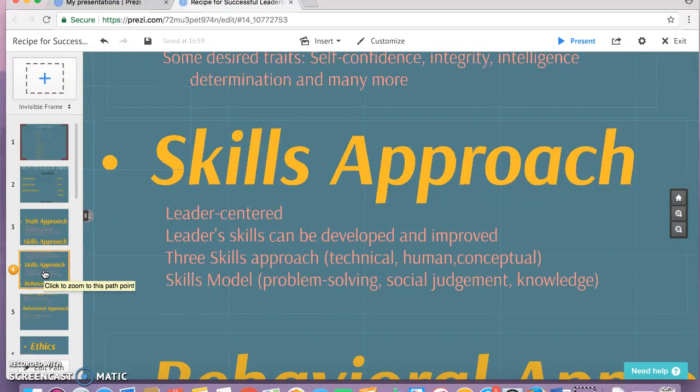Next is the skills approach. This is also leader-centered, and it looks at the leader's skills and how they can be developed and improved. So it's a little bit different than the trait approach because you can improve your skills in this skills approach, whereas the trait approach looks at it as either you have them or you don't, and you can't improve them. So there's 3 different skills approaches. There's technical, human, and conceptual. And then the skills model looks at having problem solving, social judgment, or knowledge skills.